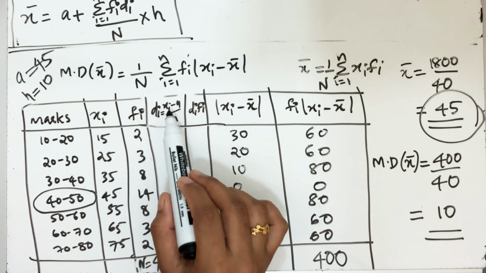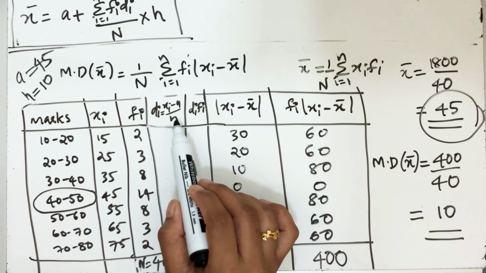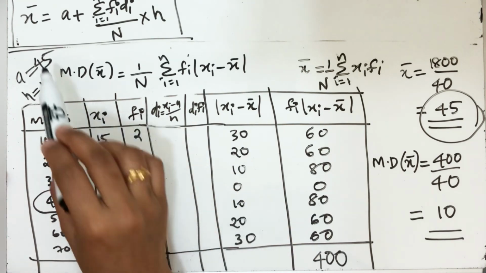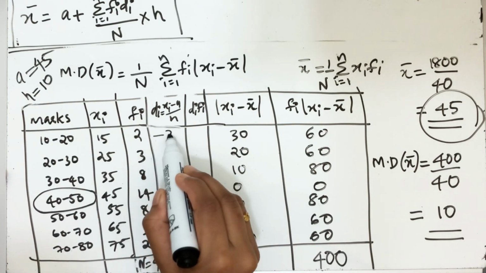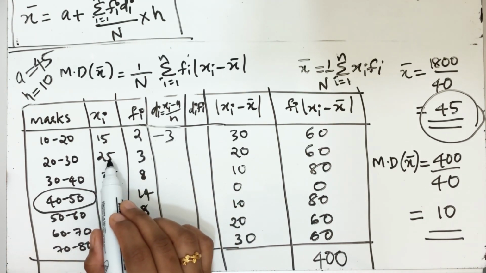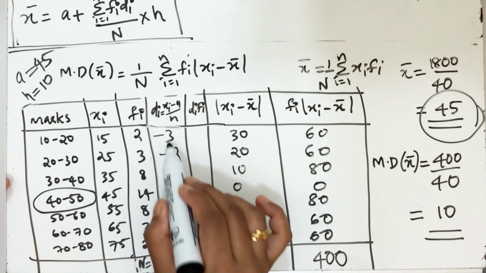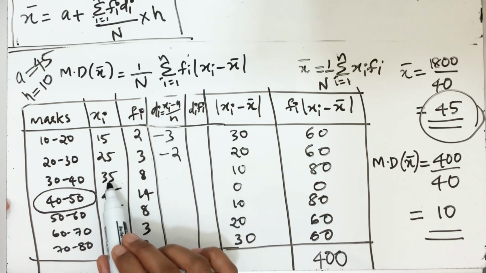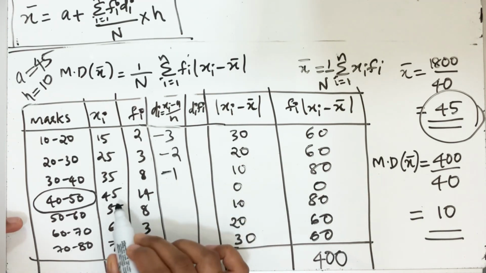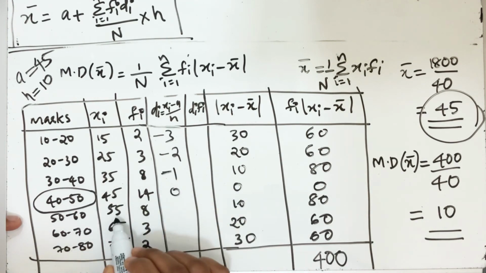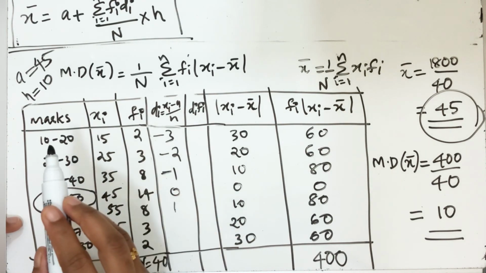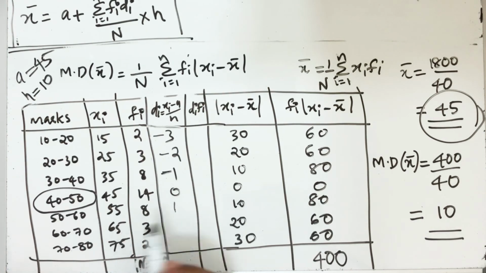So next we can find di, xi minus a by h, that is 15 minus 45 by 10, that is minus 3. 25 minus 45, minus 20 by 10, that is minus 2. Here the values are small values. Next 35 minus 45 by 10, that is minus 10 by 10, that is minus 1. 45 minus 45, 0. 55 minus 45, that is 10 by 10, that is 1. 65 minus 45, that is 20 by 10, that is 2. 75 minus 45, 30 divided by 10, that is 3.